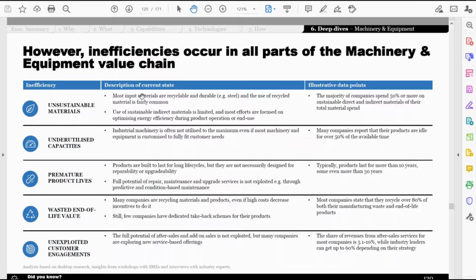Unsustainable materials, what is the state, capabilities, the short product lives, waste, end of life value, what is the current state of the art in the industry, and they tried to illustrate with data. Like, for instance, here, if you look at product lives, typically a product lasts for more than 10 years, some even more than 30 years, but they are replaced earlier, and things like this. So they went into some more detailed analysis. This is, of course, based on interviews with companies and so on.